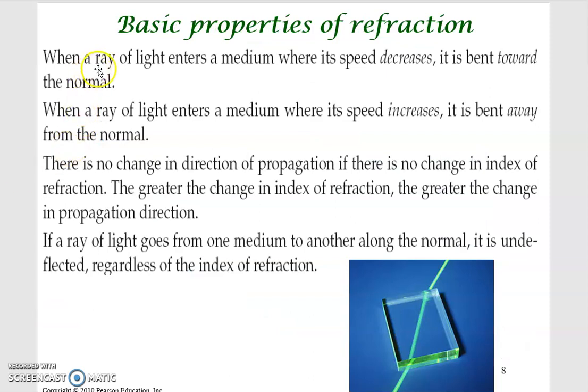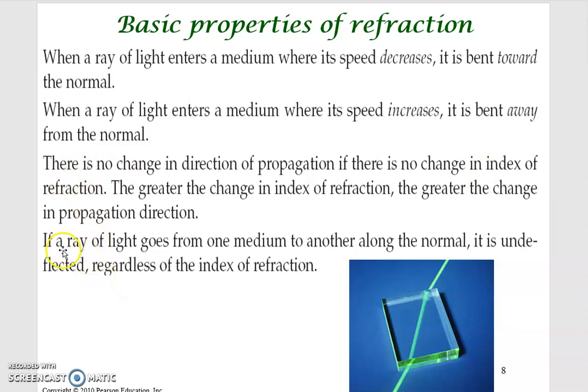So if you have a ray entering a medium where the speed decreases, it will bend toward the normal line. If the speed increases in that medium, it bends away from the normal line. This is basically what I just said. And if there is no change of the index of refraction, then there is no refraction.